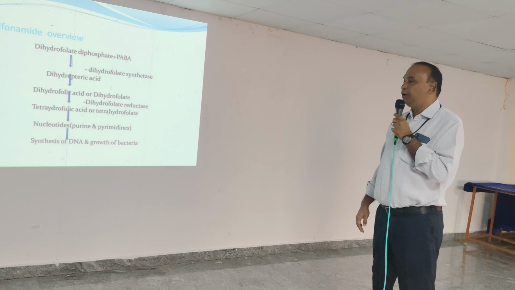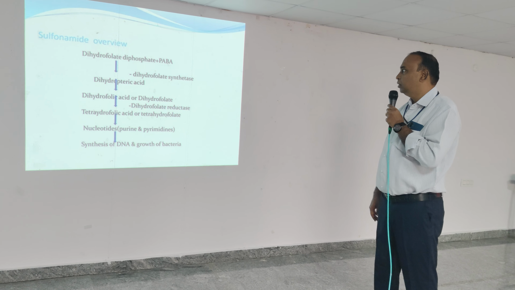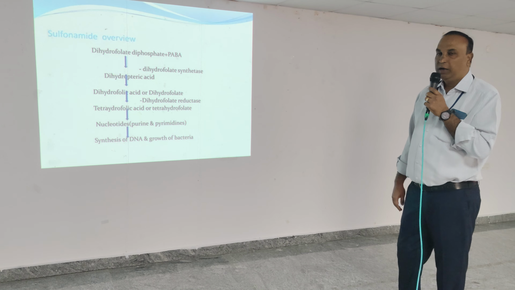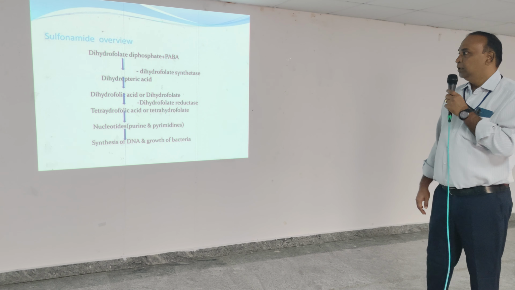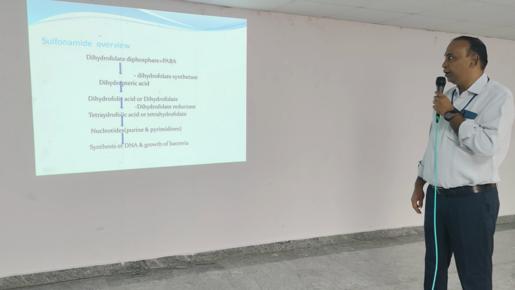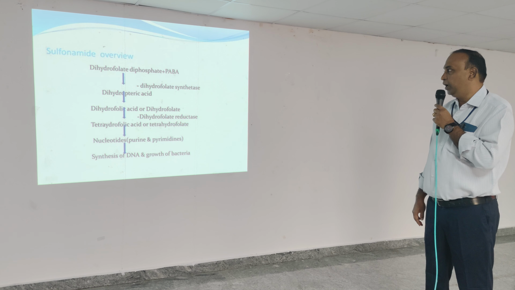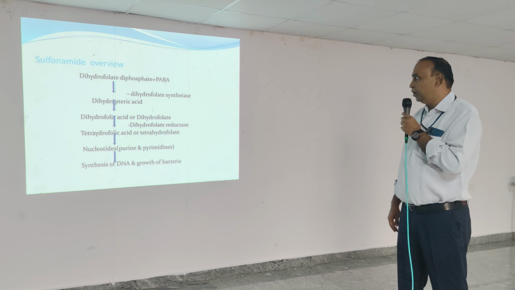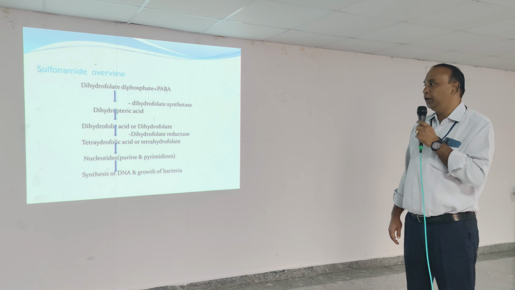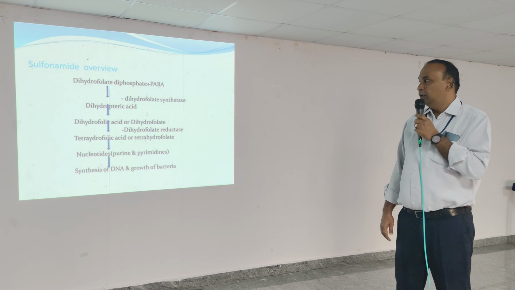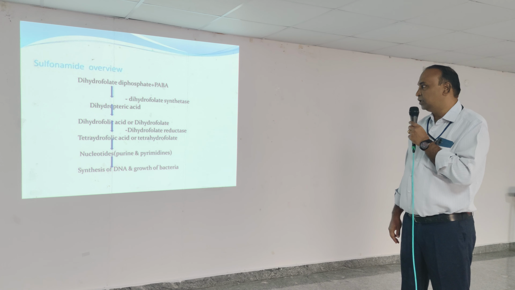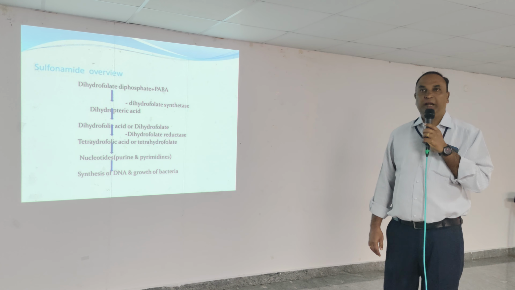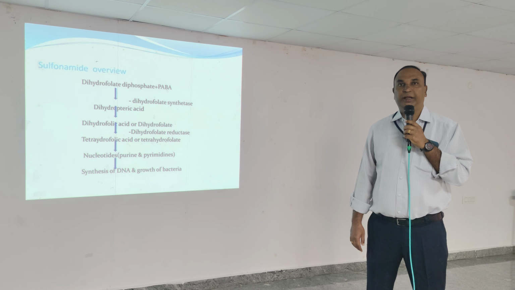Sulfonamide overview. Dihydropteridine diphosphate plus PABA, in the presence of dihydropteroate synthase, gets converted into dihydropteroic acid, which is further converted into dihydrofolic acid or dihydrofolate, which in the presence of dihydrofolate reductase gets converted into tetrahydrofolic acid or tetrahydrofolate, which is converted into nucleotides like purines and pyrimidines, which are further converted into DNA, which helps in growth of bacteria.